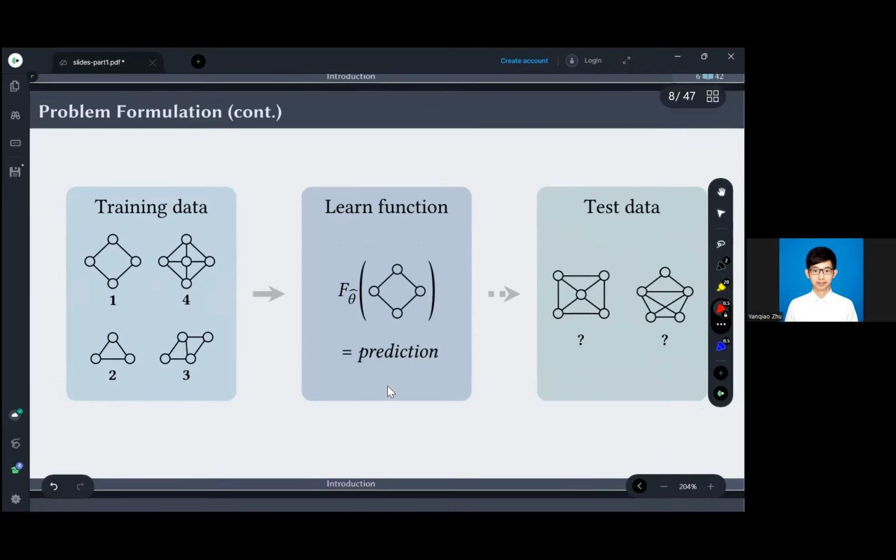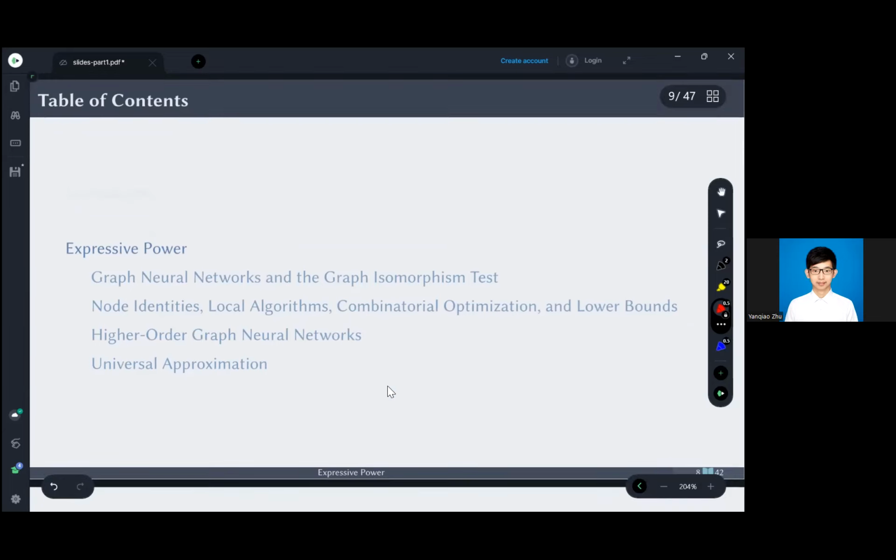Okay, here's a very simple illustration of the problem we're going to introduce. Regarding the expressive power, the outline of the presentation is, we're going to firstly recap the so-called graph isomorphism test. And based on the graph isomorphism test, we're going to know a hierarchy of representation abilities. And based on this hierarchy of representation abilities, there are two common approaches.